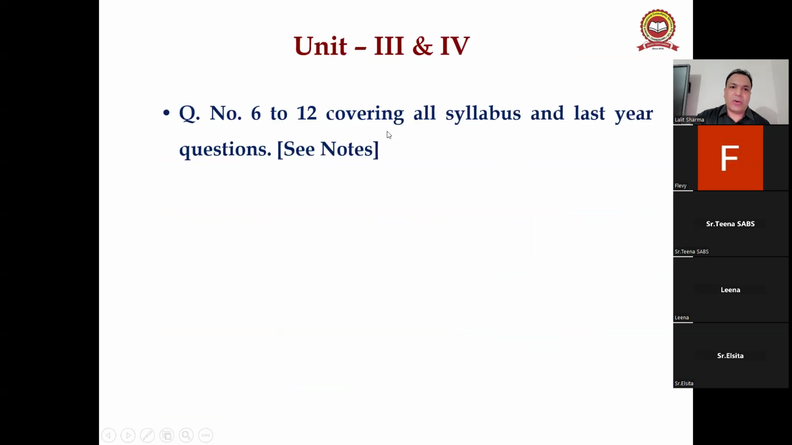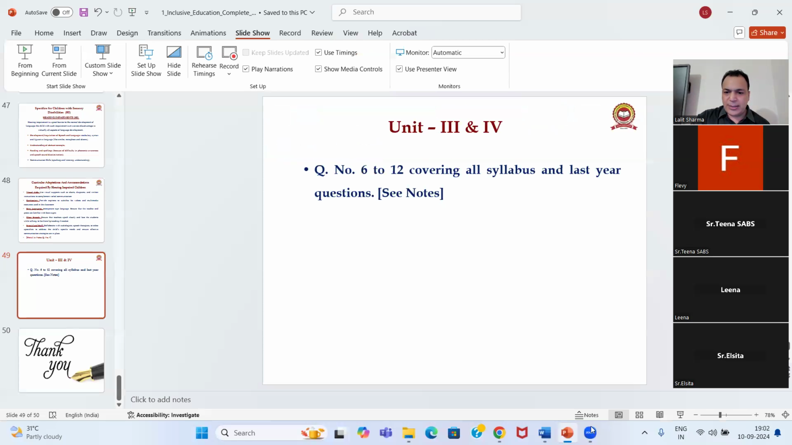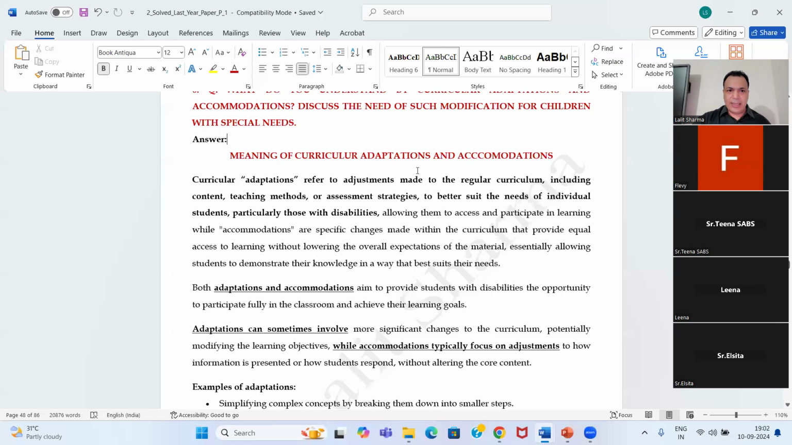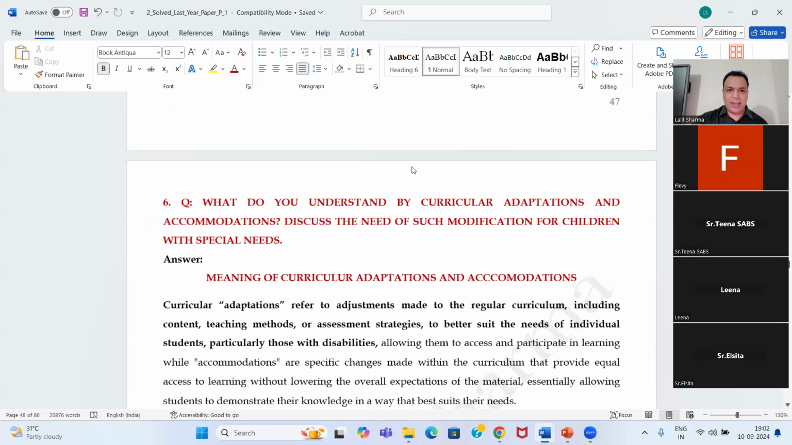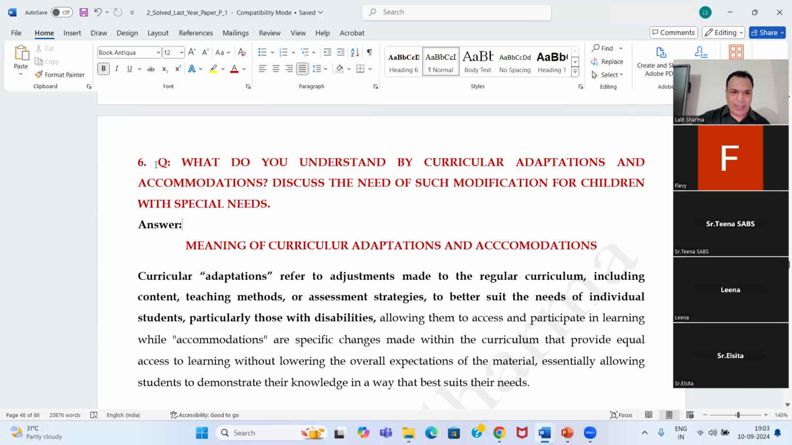Now for the remaining Unit 3 and Unit 4, questions 6 to 12 covering all the syllabus, right? So from the PPT we directly move to the notes. So guys, these are the notes. You can see that. Look, this question has come last year, okay? So along with the PPT, I'll discuss the last year questions also.